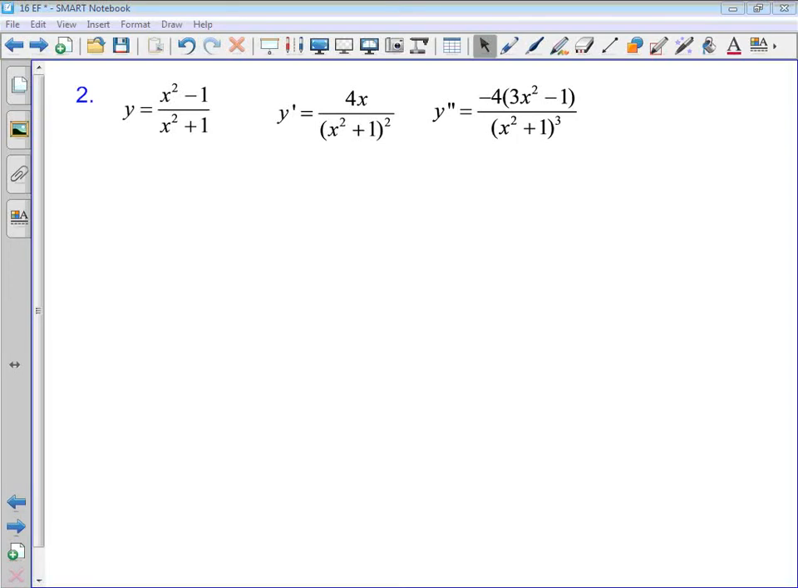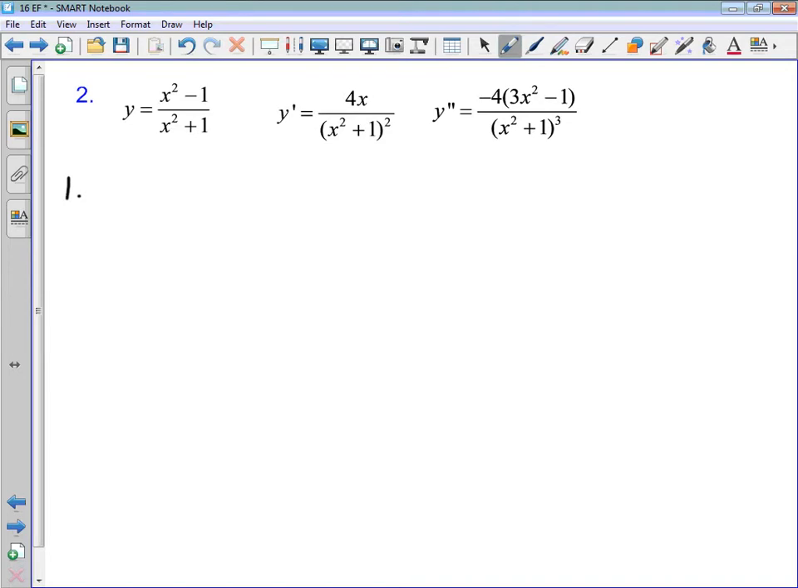Okay, so as I said, what you're going to see on the test is you're going to be given the original function, the first derivative, and the second derivative. And you're going to be prompted to do all of those things on that list that I showed you on the first slide. So number one was the domain.